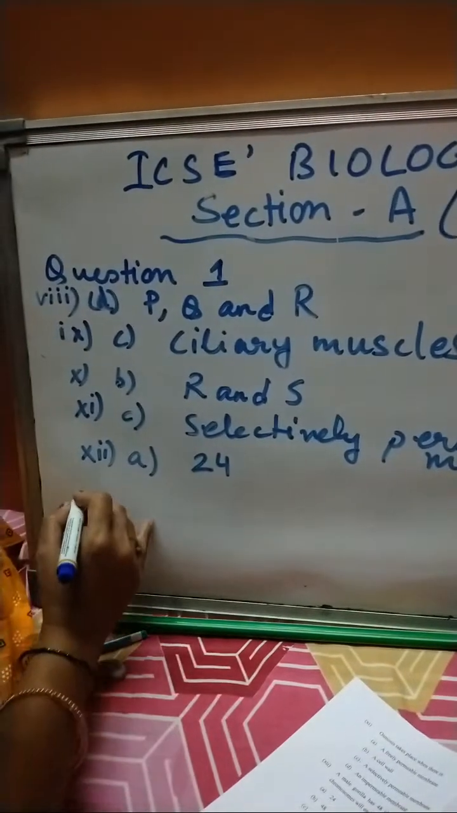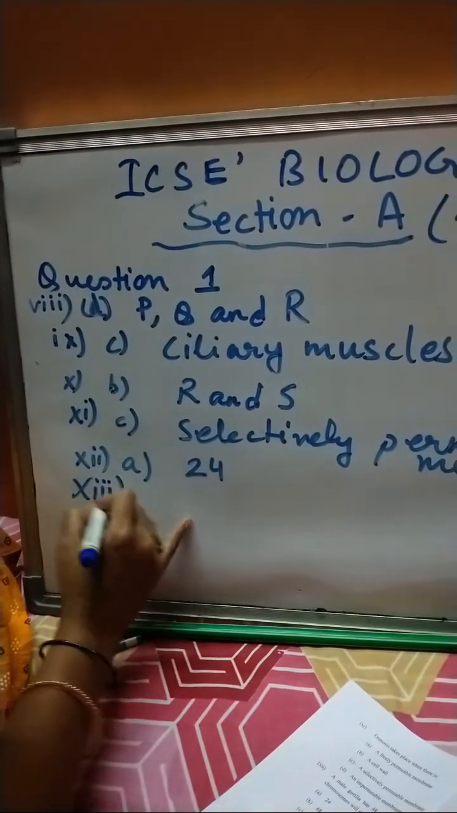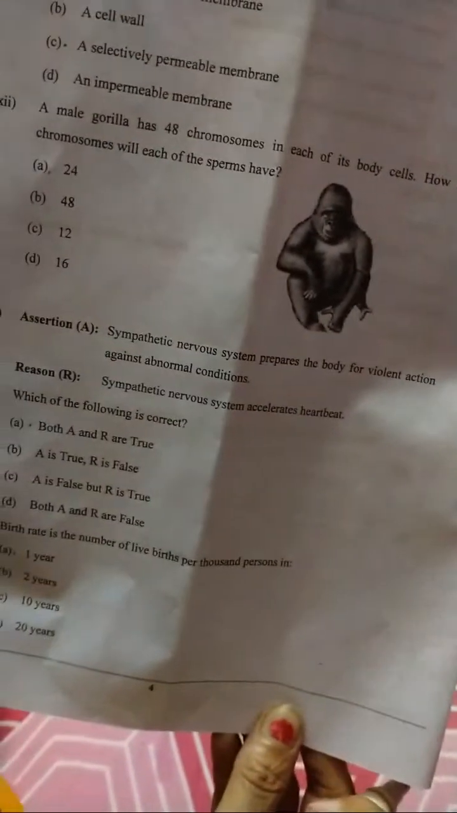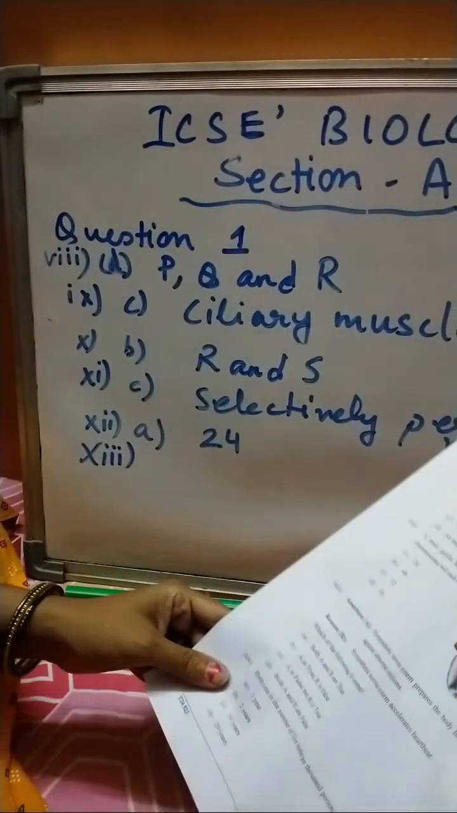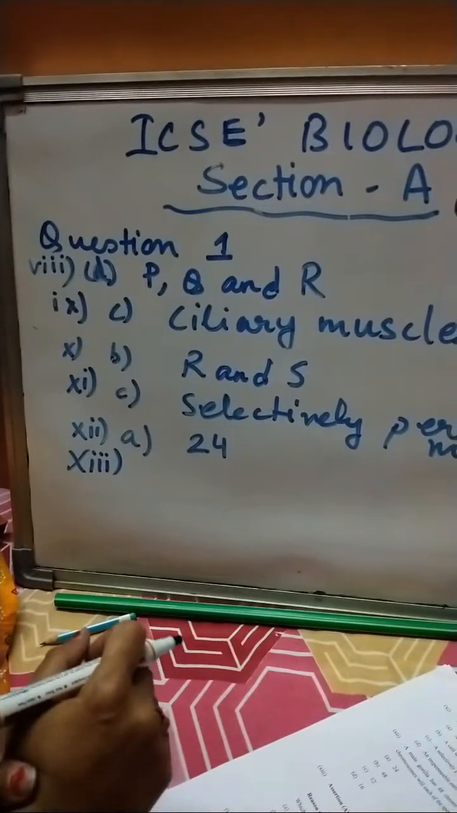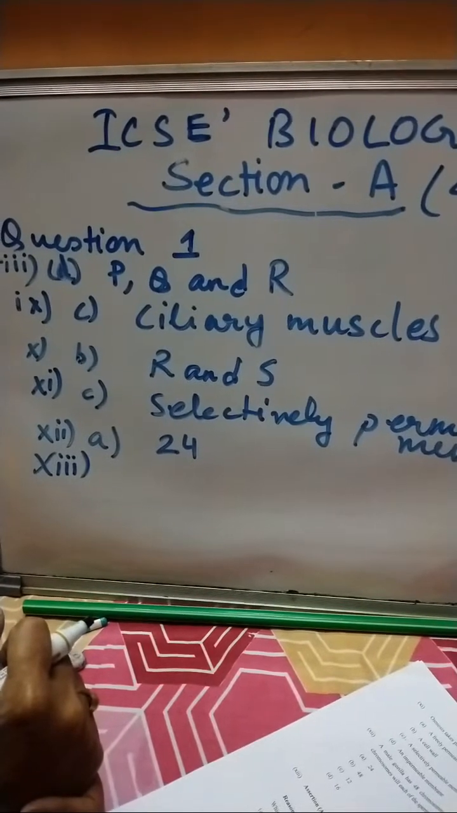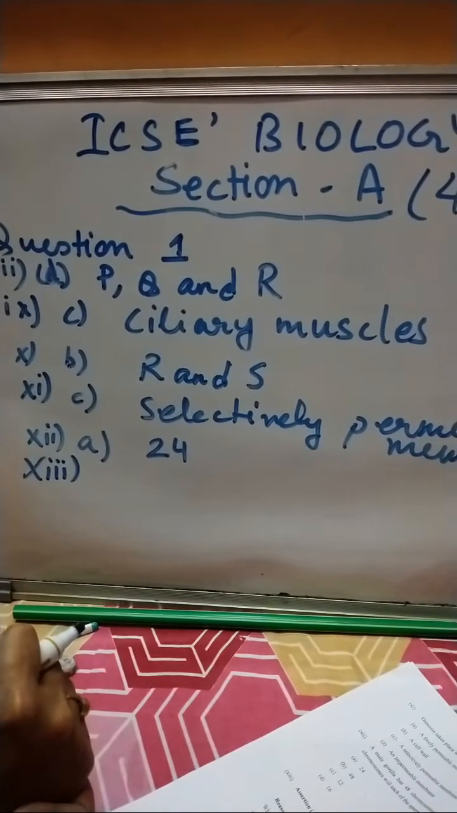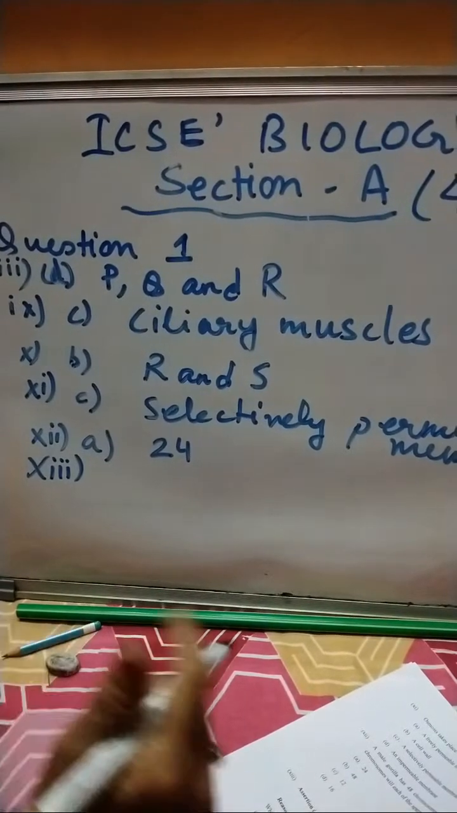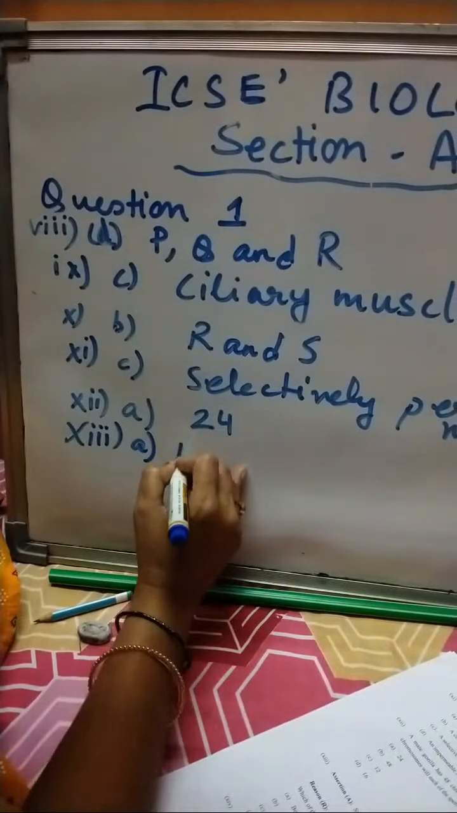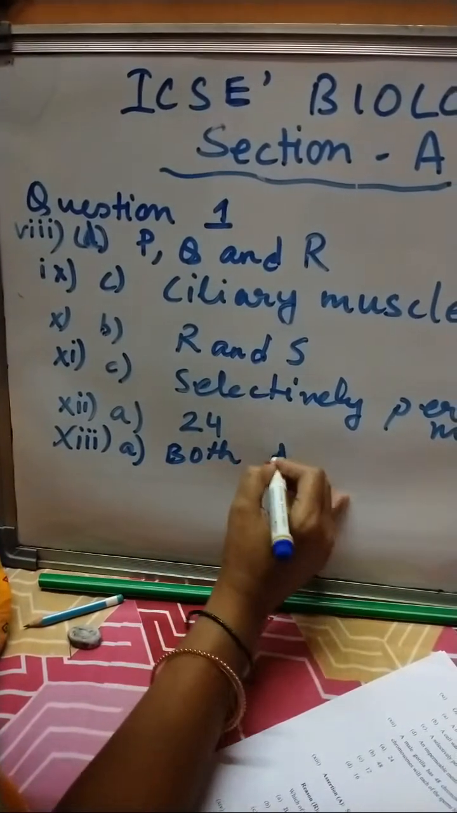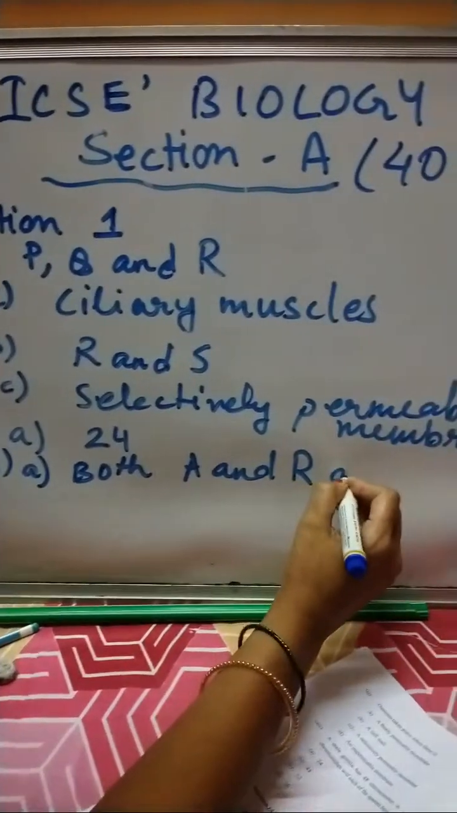Next we'll go with the question number 13. Assertion A: Sympathetic nervous system prepares the body for violent action against abnormal condition. Reason: sympathetic nervous system accelerates heartbeat. Which of the following is correct? The answers are: A, both A and R are true; B, A is true, R is false; C, A is false but R is true; D, both A and R are false. So the first choice would be the correct one, that is A. Both A and R are true.